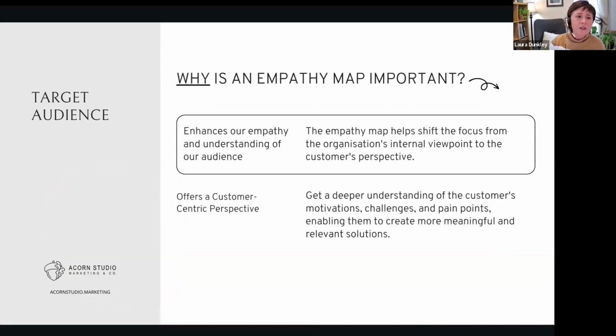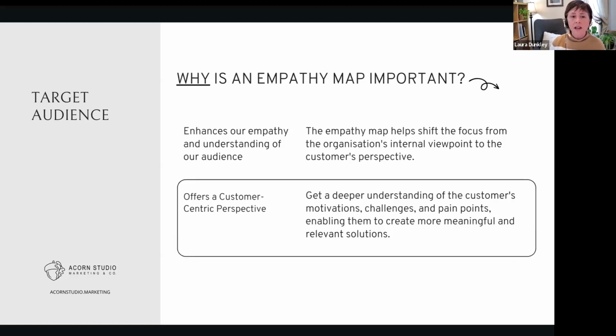And so why do we even do that? Well, by enhancing our empathy and understanding our audience, we really get to shift our focus away from us and into them. Because it's really us serving them, so we really want to get that perspective and understanding. And so understanding that audience's perspective helps us get a deeper understanding.